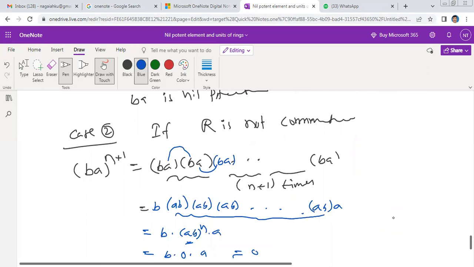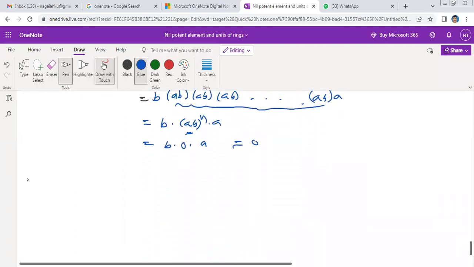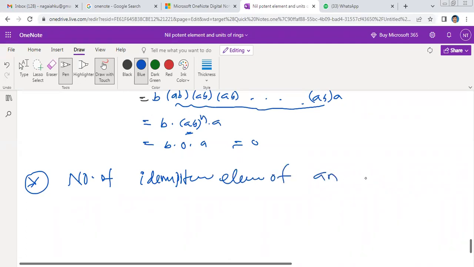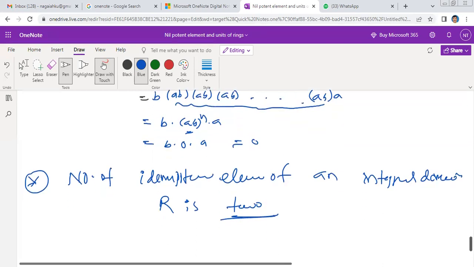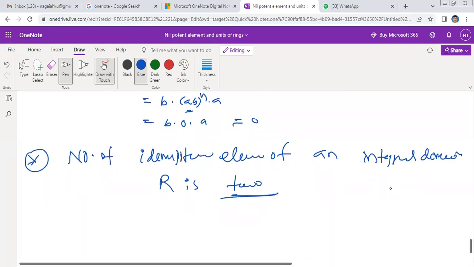Right? My question is, how many idempotent elements are there in an integral domain? Only one? Two? The number of idempotent elements of an integral domain. I am not asking about a ring. What are they? Generally, for an integral domain the minimum number of elements is 2: 0 and 1. So 0 square is equal to 0, 1 square is equal to 1. So the minimum number of elements in an integral domain is 2.